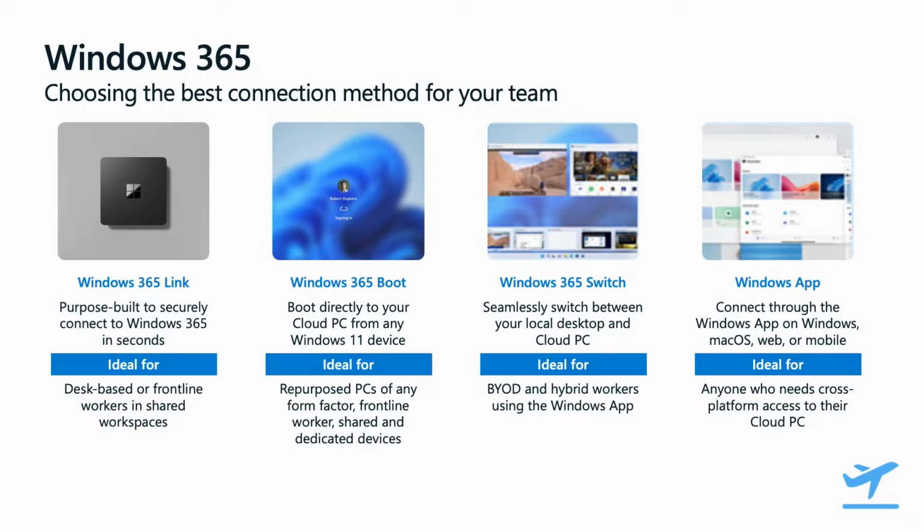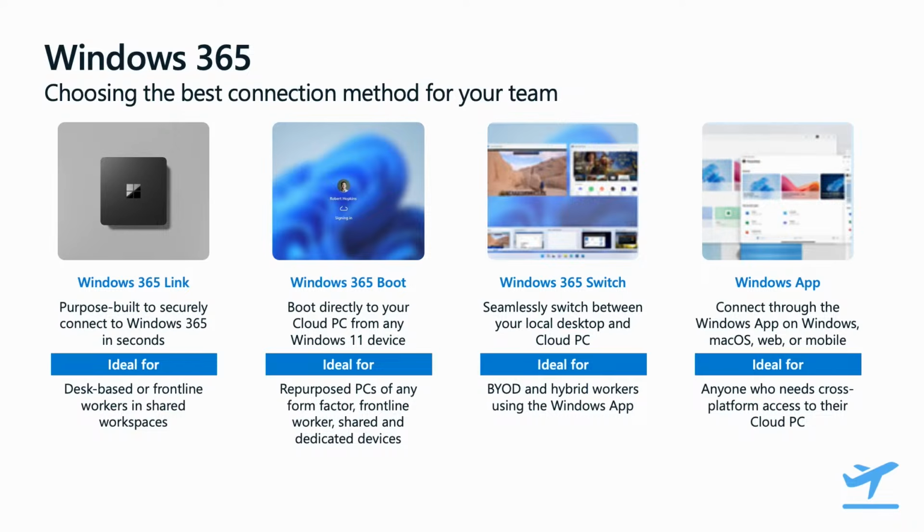The next method we talked about a lot today, Windows 365 Boot. This really lets you turn any existing Windows 11 device into a cloud PC endpoint. Users just power it on and land directly in their cloud PC. There's no local desktop in between. It's flexible, it's sustainable, and most importantly, it is familiar for end users since it does have the same Windows 11 logon experience. This is really ideal for repurposed PCs of any form factor, frontline workers, shared, and dedicated devices, since it does have support for Windows Hello.